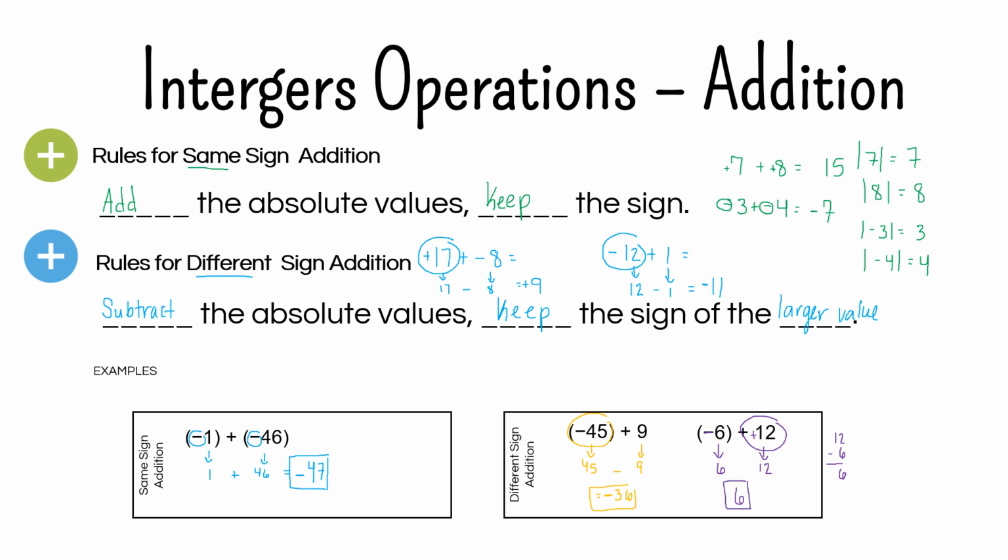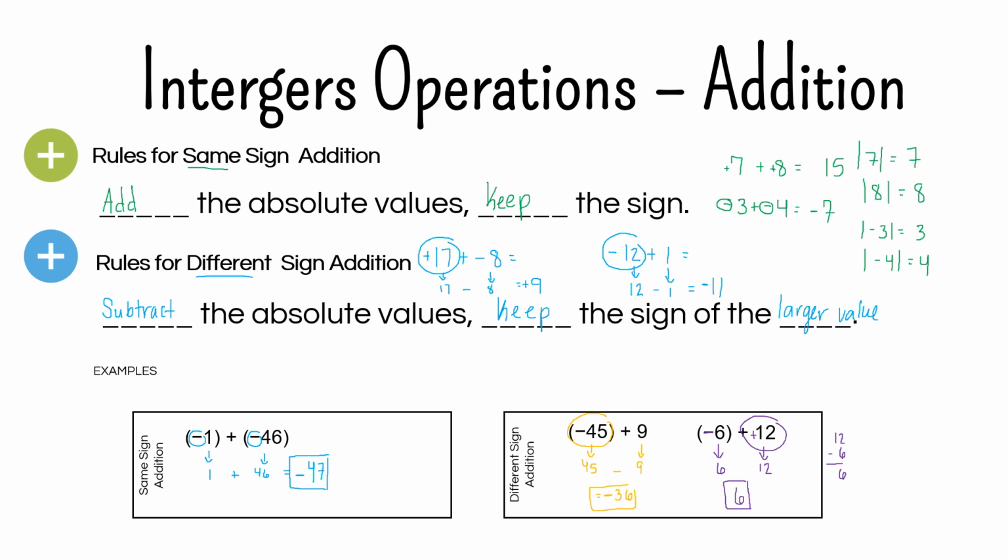So the cool thing about taking the absolute value here is it allows you to always subtract the way we know how to subtract. You're always able to do 45 minus 9 or 12 minus 6 because we're looking at those numbers independently of the problem. And then we're going back to look at the signs. Okay, so these are our rules for addition.